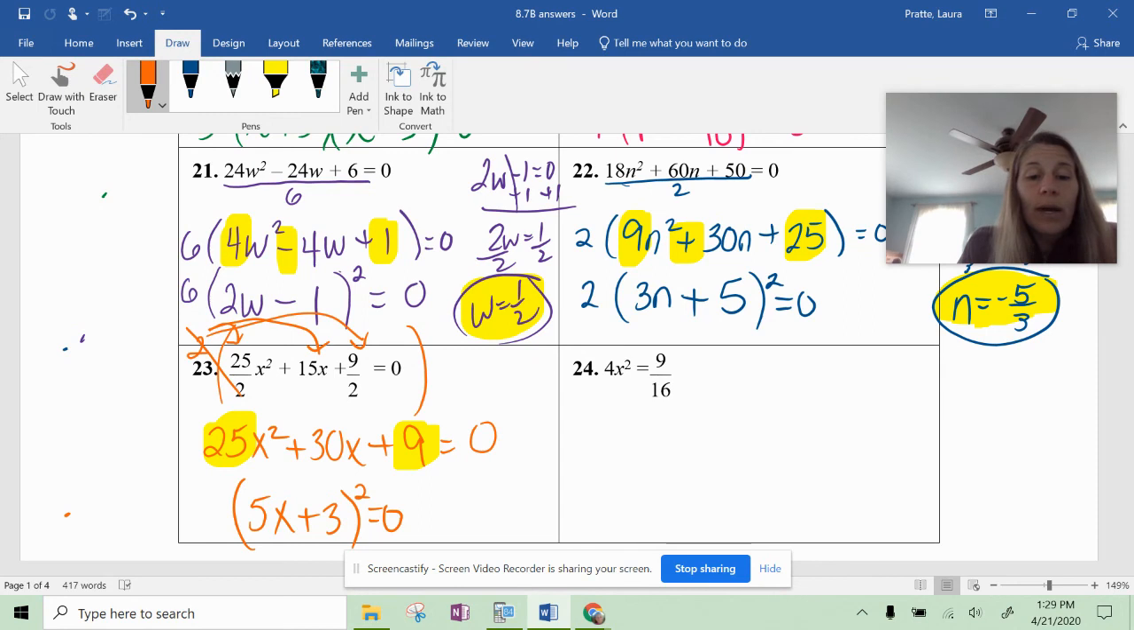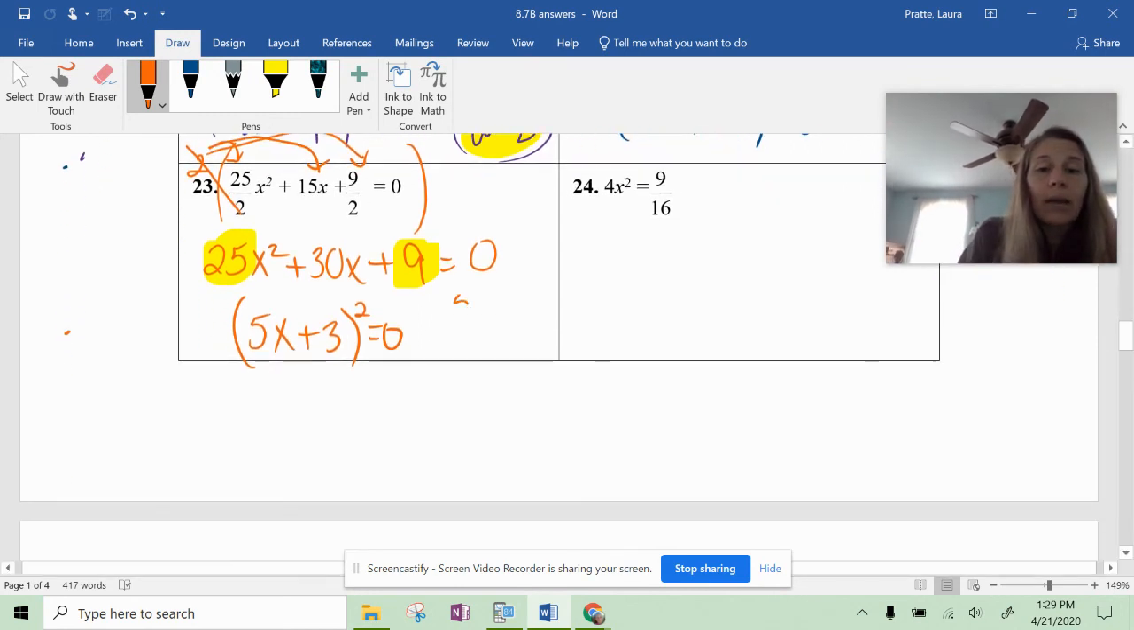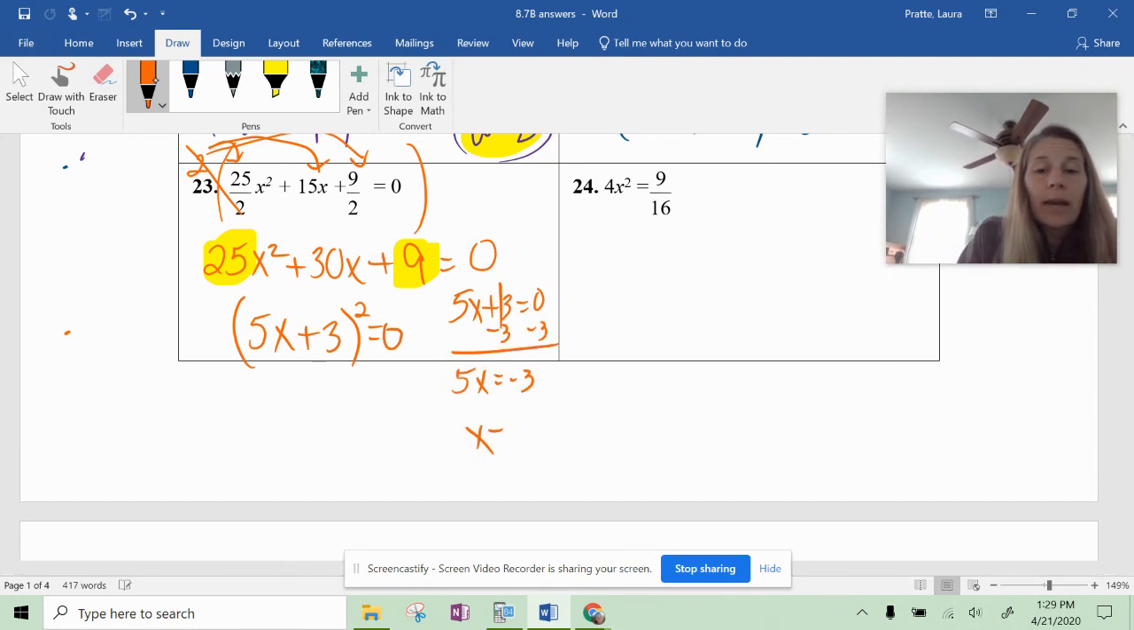And then I would just go ahead and solve that one remaining factor by setting it equal to 0. So I would have 5x equals -3, x equals -3/5.